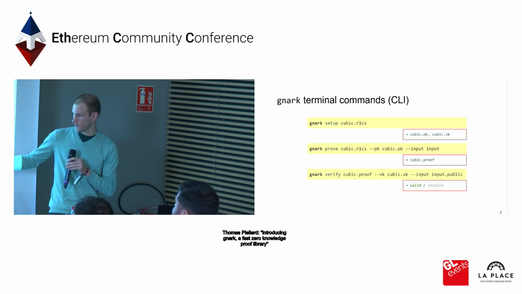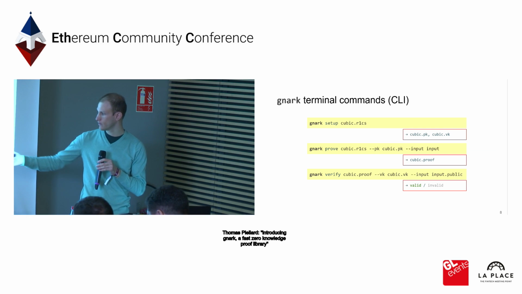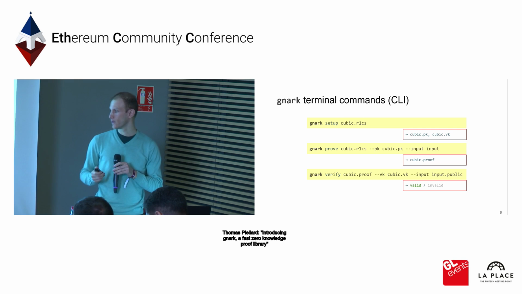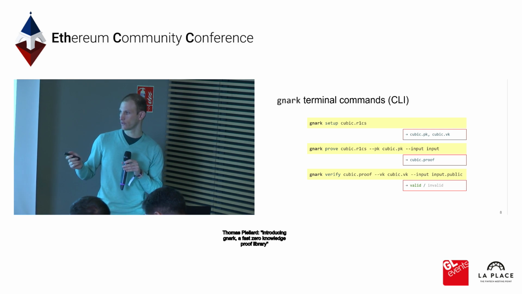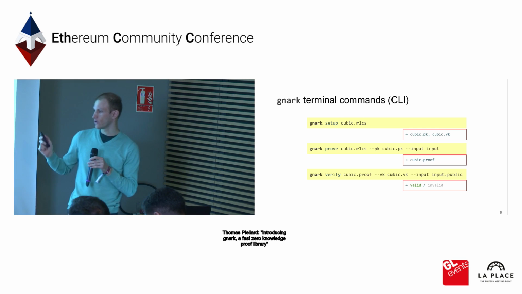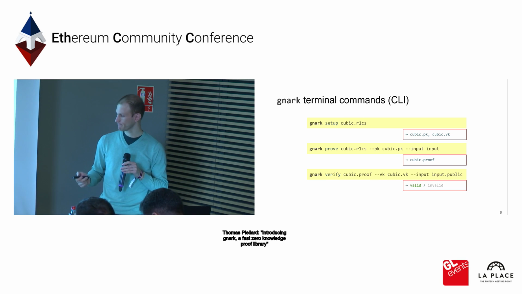Just have to take care here. gnark warns you if you give the private input, but in the input.public file, you just give the public input. You don't have to provide the private input for verifying a proof, and it outputs valid or invalid according to whether the proof is valid or not. So it's as simple as that.